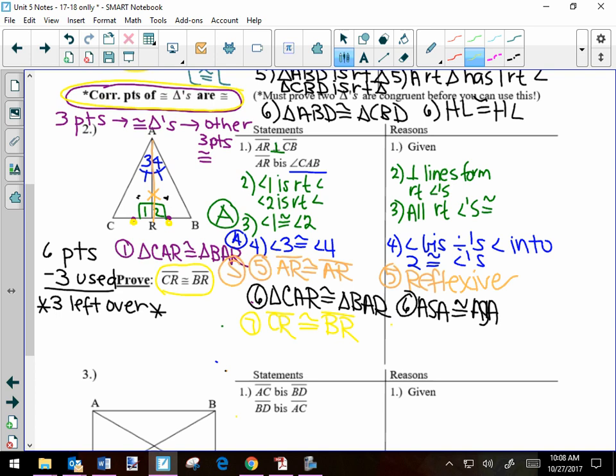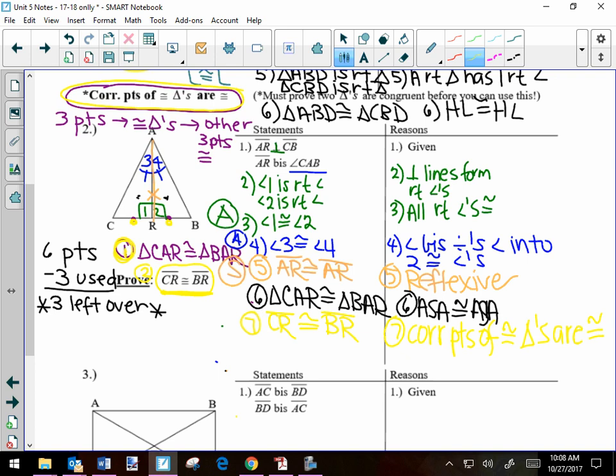Anytime you have corresponding parts of congruent triangles, all of those parts are going to be congruent as well. So once the triangles are congruent, every bunch of parts are going to be congruent as well. And then we're done with our proof. So what you want to remember here is that you may have a prove line that says that you have to make segments or angles congruent. You can't do that until you acknowledge your first step, which is going to be to make the triangles congruent.